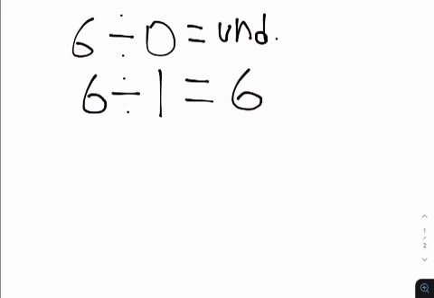And the next rule would be if you divide a number by itself, it would just be 1. So 6 divided by 6 equals 1. Notice how the second and the third equation are basically like the same numbers. Well, you could switch the quotient and the divisor interchangeably, and they'll still be an equation that makes sense.